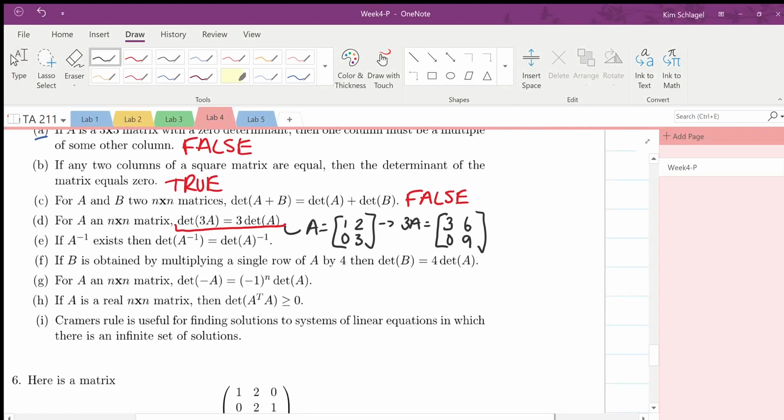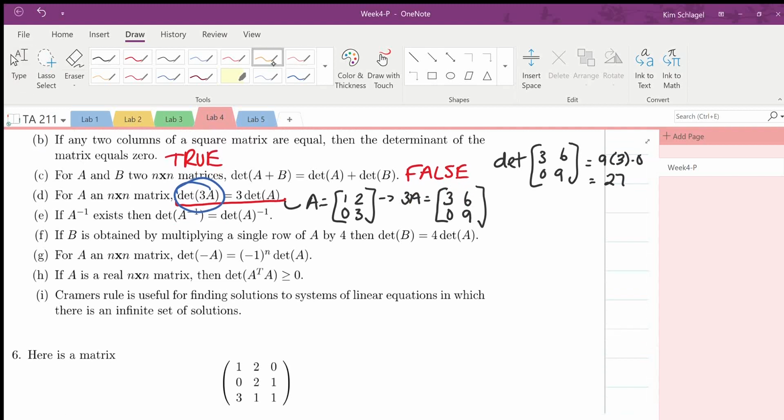And now we're going to take the determinant of this one. Okay, so we're going to figure out this side of the equation here. So we're going to figure out the determinant of 3A. So the determinant of this, 3, 6, 0, 9, is just 9 times 3 minus 0. So this is 27. Okay, now we're going to try and figure out this side here. So 3 times the determinant of A. So first of all, we'll go back here and figure out, okay, what's the determinant of 1, 2, 0, 3, which is our A?